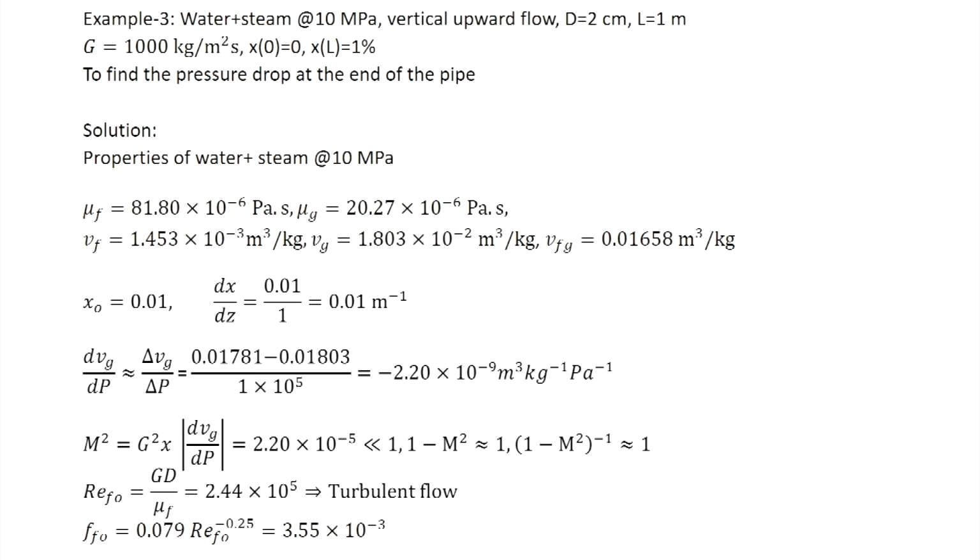Now, we will not consider example 2 because there m square is not negligible, and we will have to do numerical integration by writing a code. So, we will consider example 3. Here the data is same as before, except that the length is 1 meter and the outlet quality is 1%. So, xo is equal to 0.01 and dx by dz is equal to 0.01 per meter.